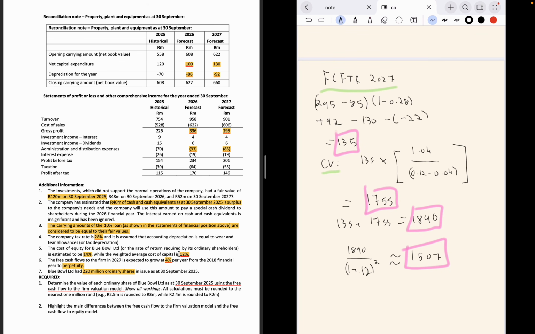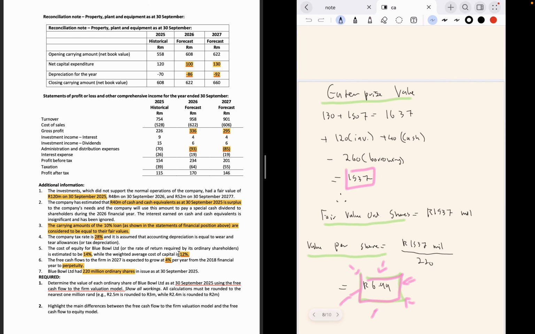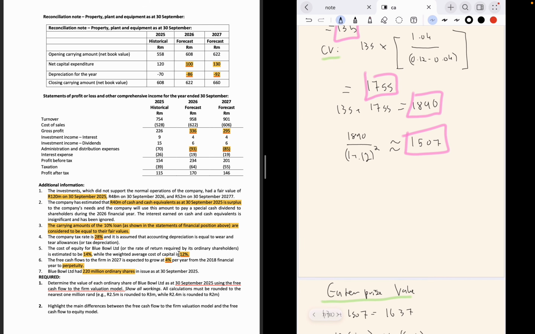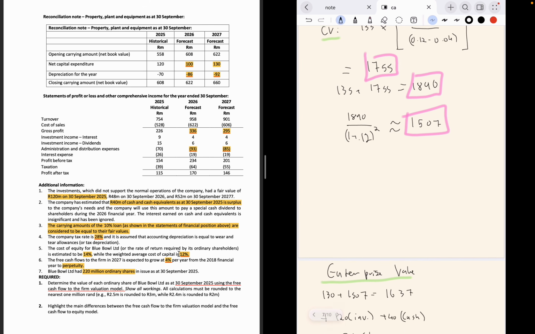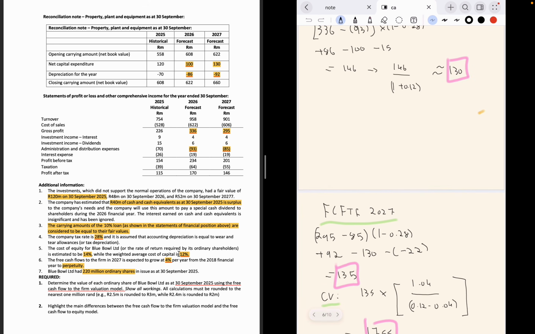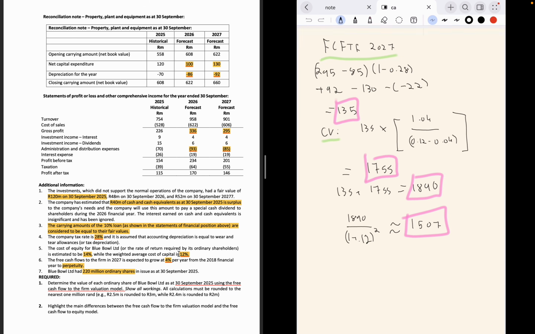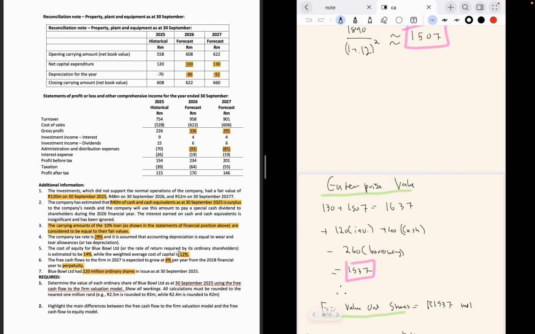Cool. So now we've got all of that. What do we do now? Now we just need to go and calculate the enterprise value. So what we do is we take these two values. So we've got the continuous value, future cash flows to the firm of 2027. We've also got the discounted future cash flows to the firm for 2026. Great. Add them together. That gives you 1637.